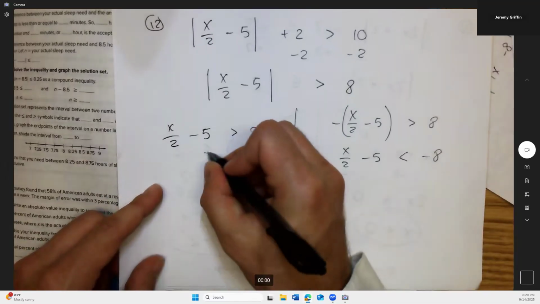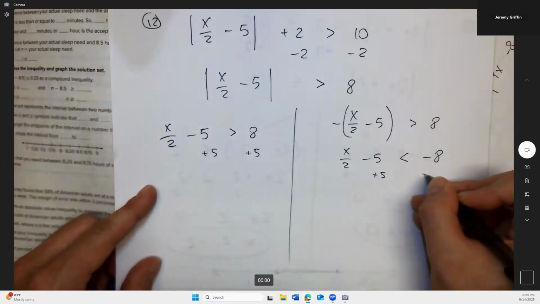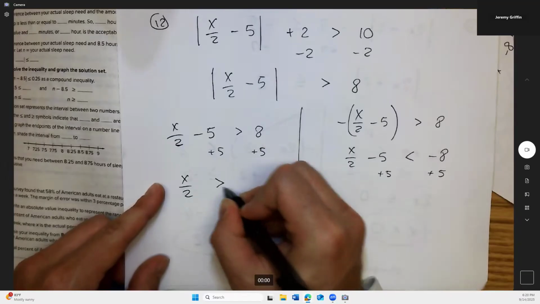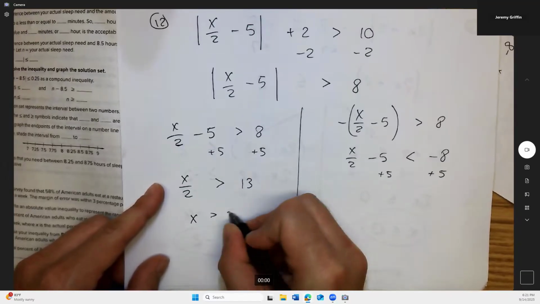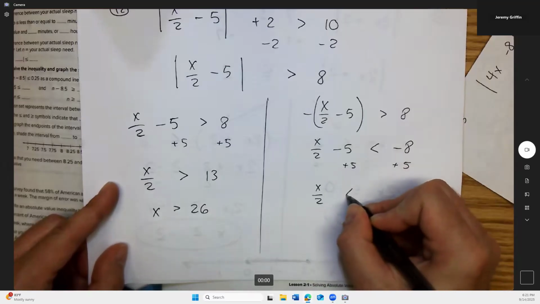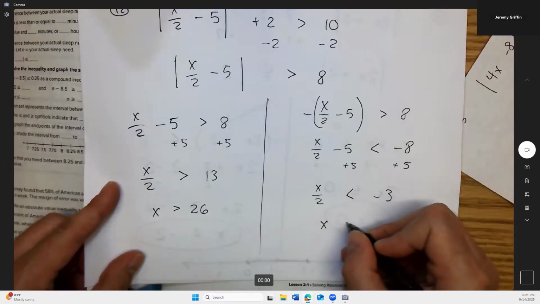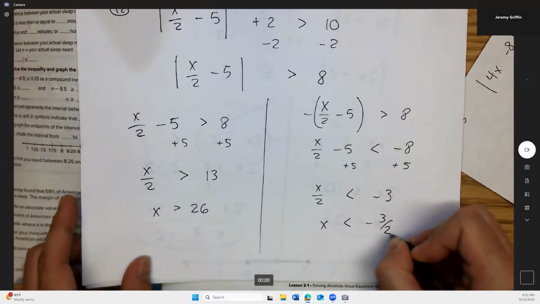So now plus 5, plus 5, plus 5, plus 5. It's going to be x over 2 strictly greater than 13, so x strictly greater than 26. Over here, x over 2 strictly less than negative 3, so x strictly less than negative 6.